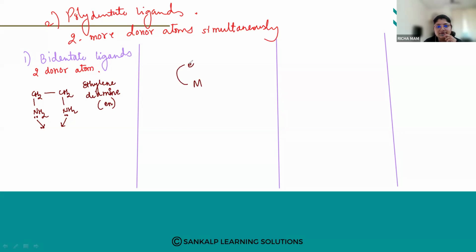Suppose like this. Got it? So like this, the metal is linked. Like this, your ligand is linked. So this can be the example. In the center, the metal is there, and through two nitrogens, ethylene diamine is bound. Like this, it is represented. So this was the first example, ethylene diamine.